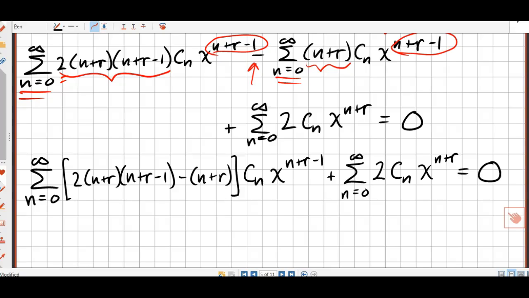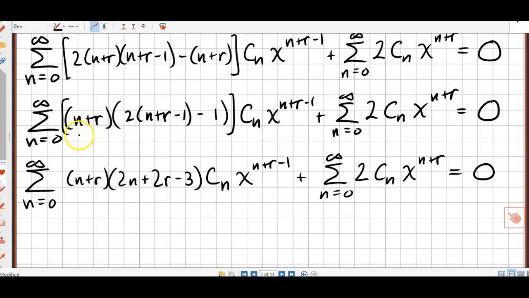All right, so I've got that combined into a single term, and now I'm going to simplify those terms sitting in there so that it's a little easier to look at. First off, I factored out the n plus r. That's right here, and that leaves me with 2 times n plus r minus 1. That's coming from here. Then I factored out the n plus r here, and that's what leaves me with the minus 1. So then I've got 2n plus 2r minus 2 minus 1, and that finally simplifies into what I've got here, the 2n plus 2r minus 3.